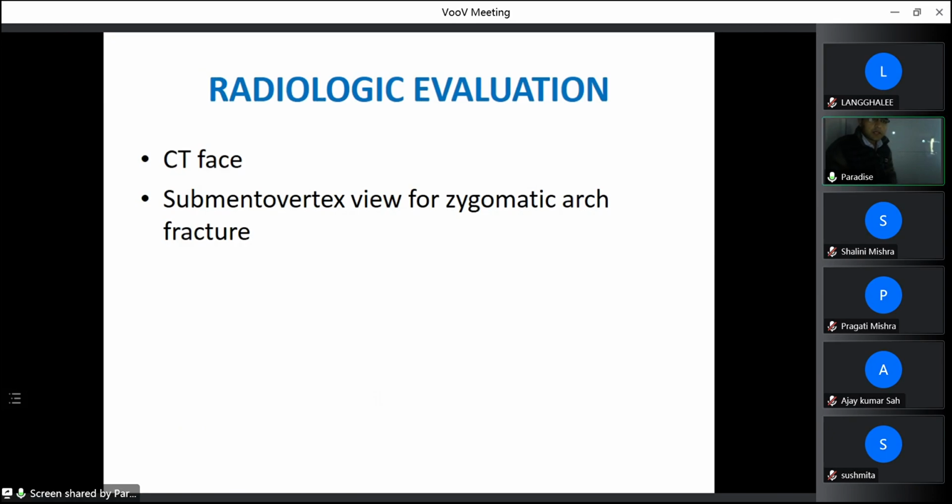In case of ZMC fracture, you have to do radiographic evaluation, and most of the time, in almost all the cases, you have to do CT scan, also known as NCCT phase.